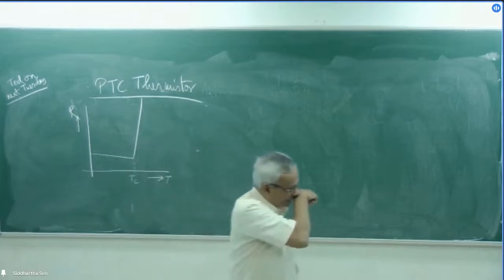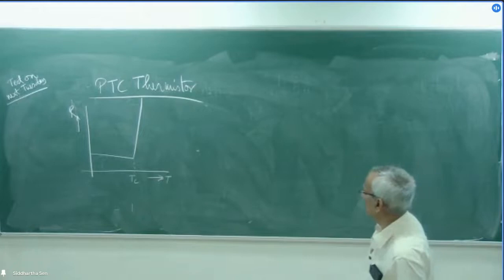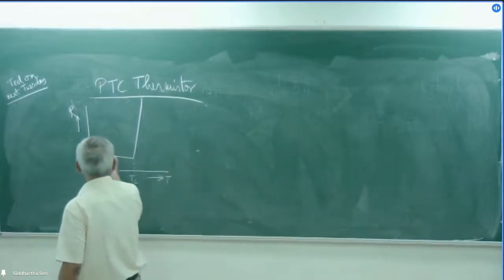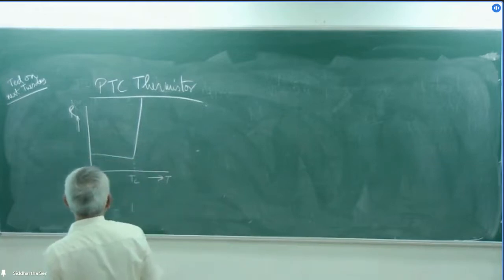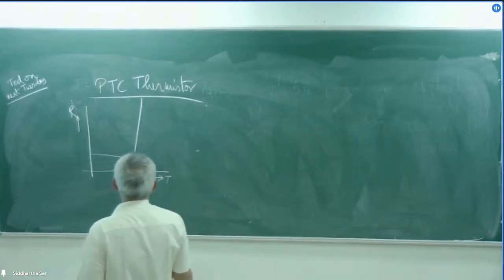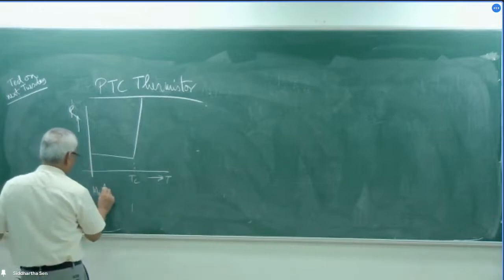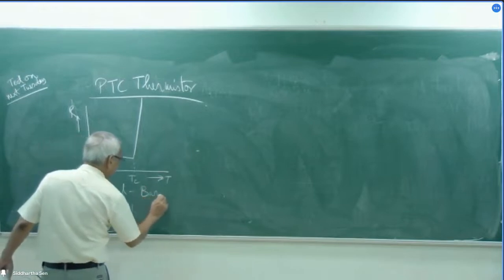This is very interesting. Up to a temperature Tc, that is a critical point, the resistance remains almost constant or decreases slowly. But after the critical temperature Tc is reached, it increases abruptly like this. And normally the material is barium titanate.